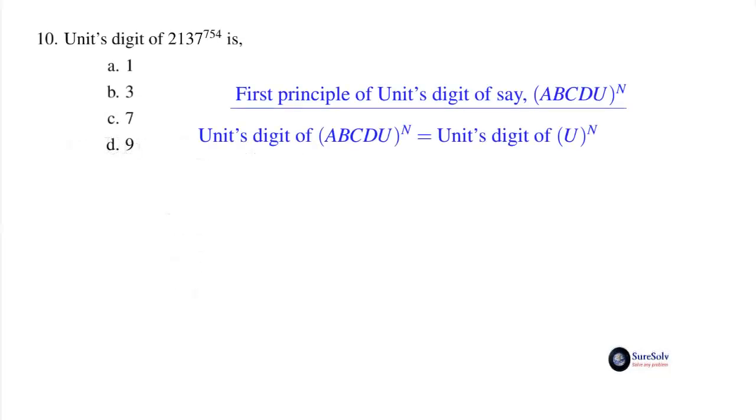Let's state the first principle of units digit of a number, say ABCDU raised to the power of, say, n, as units digit of u to the power n. This is because when the original number is multiplied with itself n times, its units digit is multiplied only with itself also n times without any carryover into it. So units digit of 2137 to the power 754 is equal to units digit of 7 to the power 754.